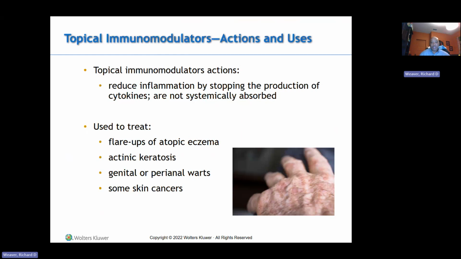When we think about these words, immune system and modulators, something that is changed or altered, right? So we have these drugs that can manipulate the immune system to make it effective for us. All right. And so in this particular case, as far as the mechanism of action, immunomodulators reduce inflammation. They do this by stopping the production of what we call cytokines.